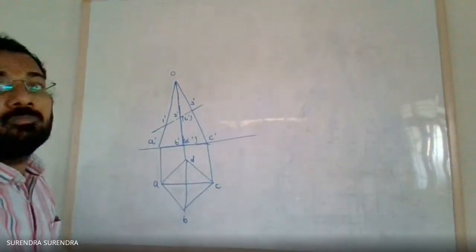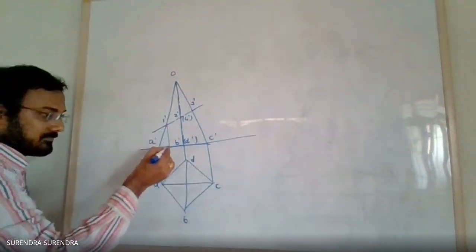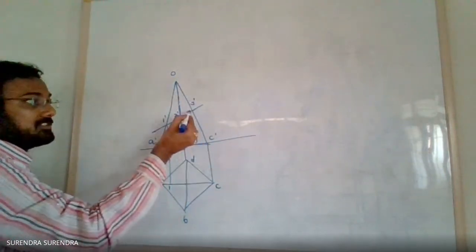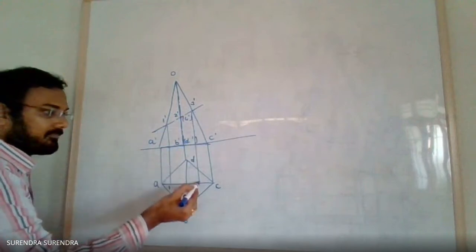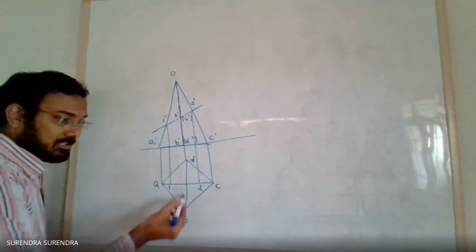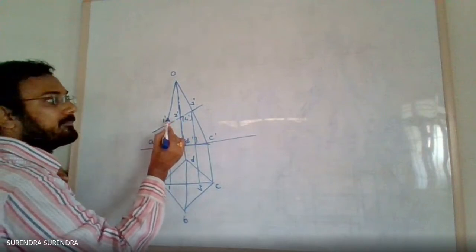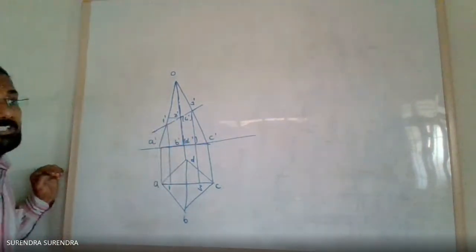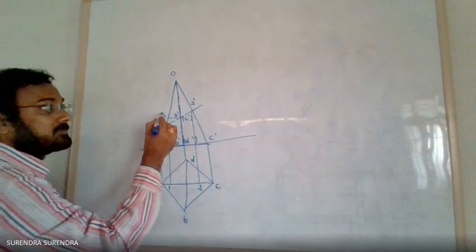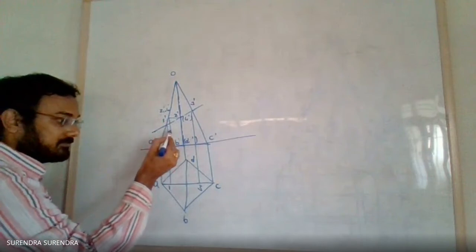Project these points onto the top view. 1 dash is on AO, so project to get point 1. 3 dash is on CO. For 2 and 4, if you draw the projection, you'll get a coinciding line. So what you have to do is draw a parallel line to the XY line up to the AO slant edge. Mark this point as 2-1 dash and 4-1 dash. Now project this point.